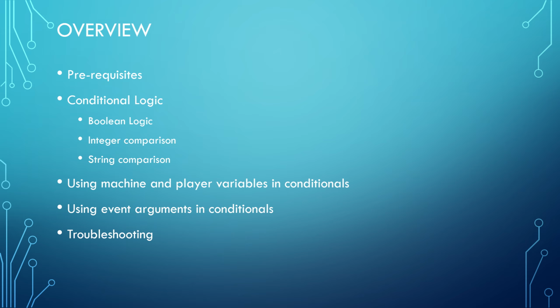First off, what is this all about? So you've got prerequisites, what I expect you to already have installed and know, and then some basics of conditional logic covering Boolean logic, integer comparison, and string comparison. And then we'll cover some use of machine and player variables in conditionals. And then we'll also use event arguments in conditionals. And lastly, we'll cover some troubleshooting.